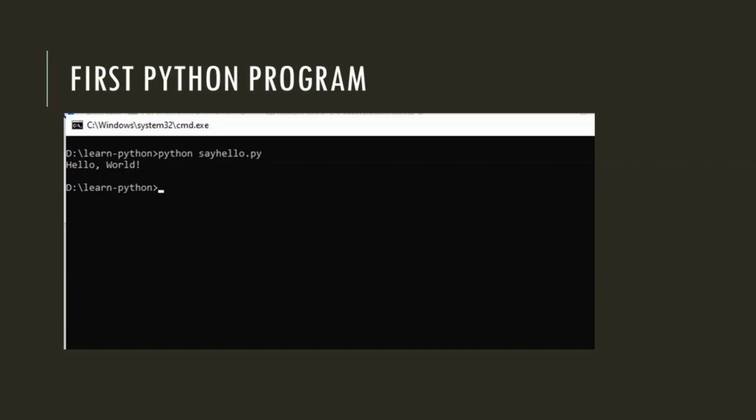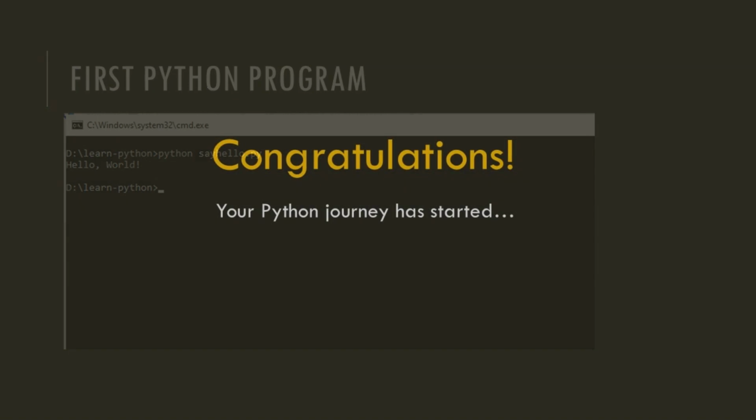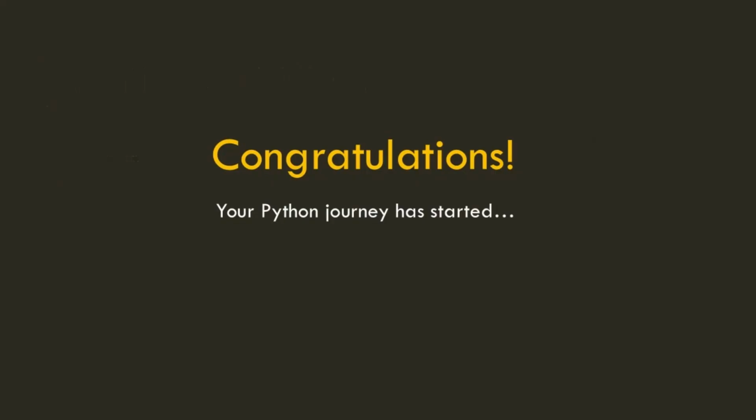On Windows, open command prompt, move to the folder where you have saved the .py file and type python sayhello.py. You should see hello Python. On Mac or Linux, type python3 sayhello.py to run the program. Congratulations, you just ran your first Python program.